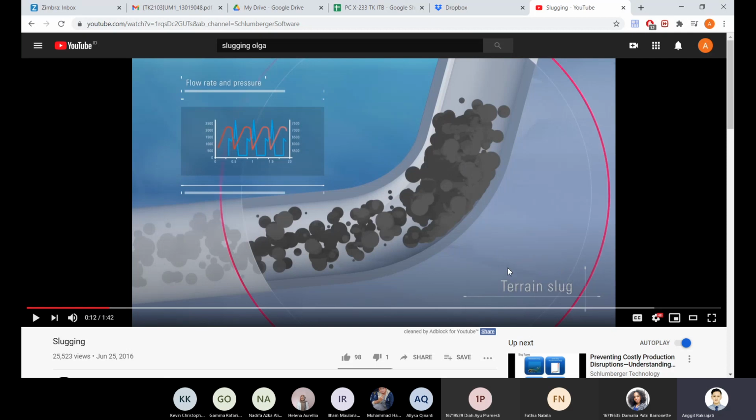So the video explained briefly that liquid builds up at the bottom of the riser. That's why it's called a terrain slug, because it happens because of the geometry of the pipeline. Gas is lighter than liquid, so of course it's easier for gas to go upward. No problem at all for the gas. But liquid is heavier, so it requires a bigger force for the liquid to go upward.